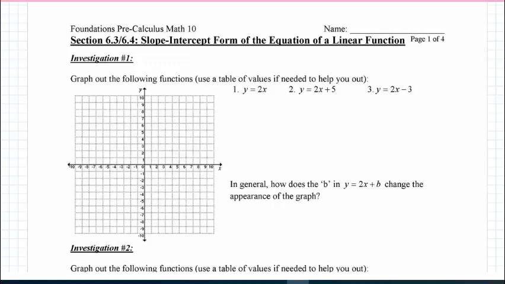Alright, this is section 6.3 and 6.4 put together. I think the topics lend well together, so that's why I did it this way. But if you want to split this up into two parts, you're more than welcome to. Let's look at investigation number 1.